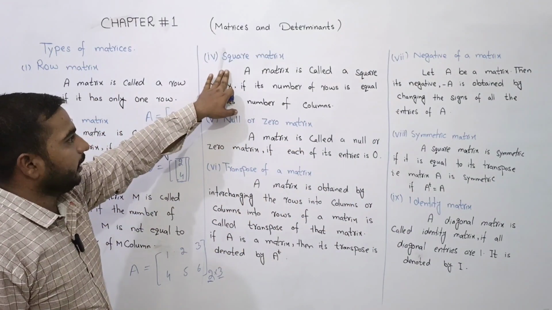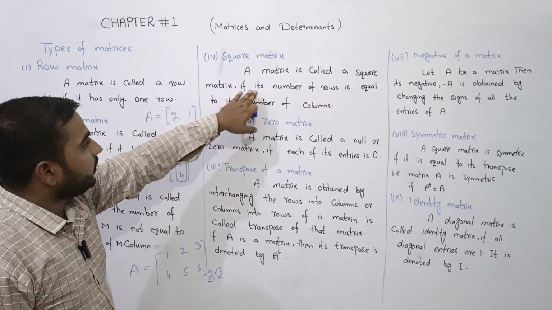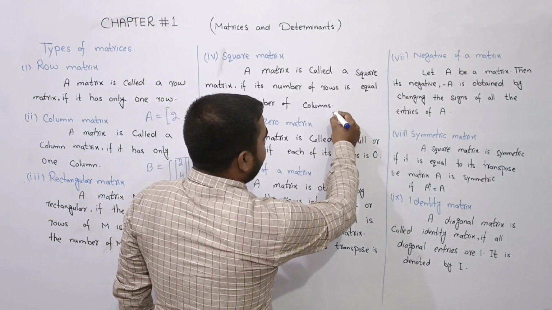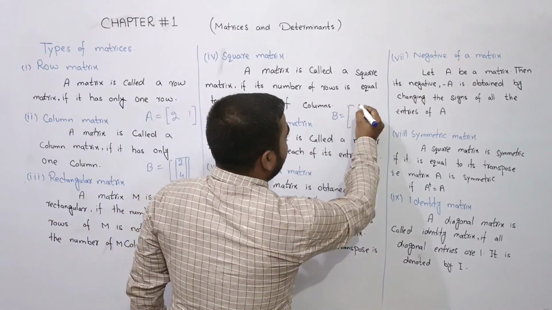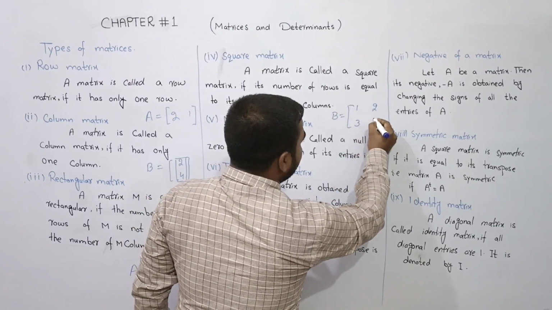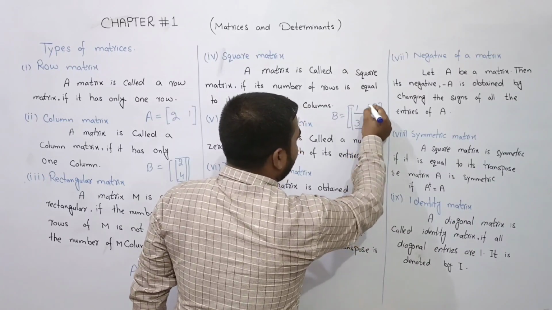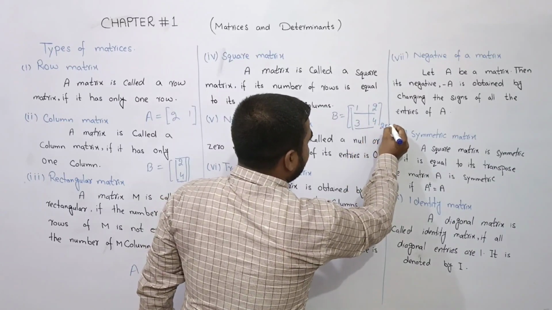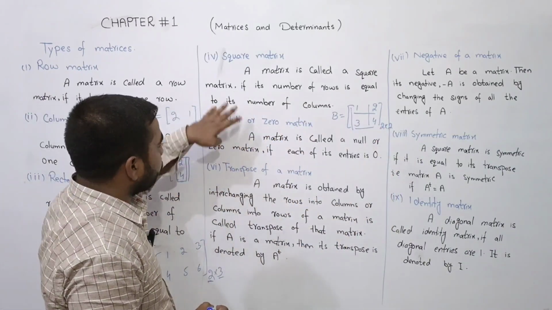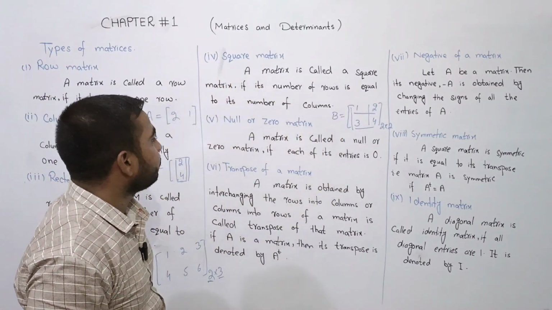Then the square matrix. A matrix is called a square matrix if the number of rows is equal to the number of columns. For example, if we have a matrix having entries 1, 2, 3, 4. The number of rows is 2 and the number of columns is 2. The order is 2 by 2. Number of rows is equal to the number of columns. That is why this type of matrix is known as the square matrix.